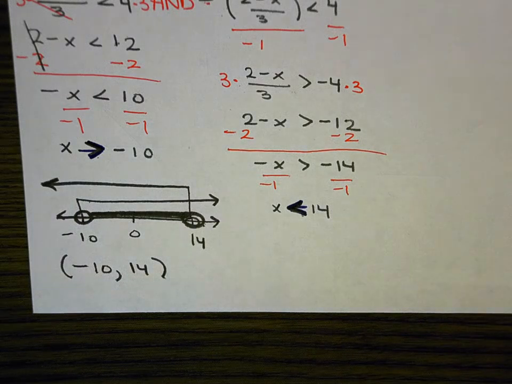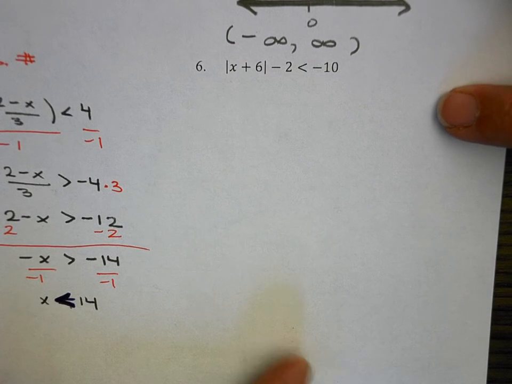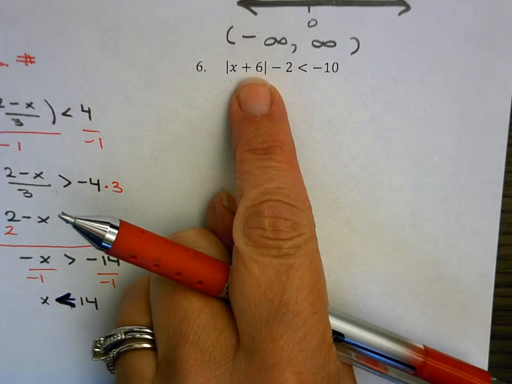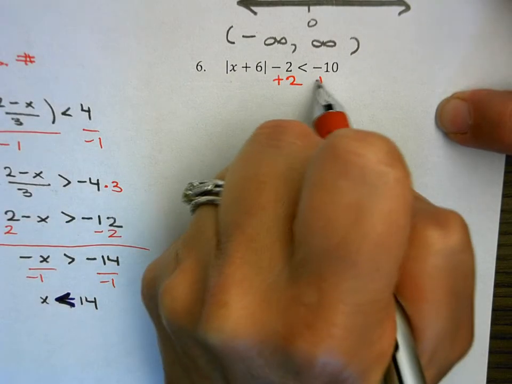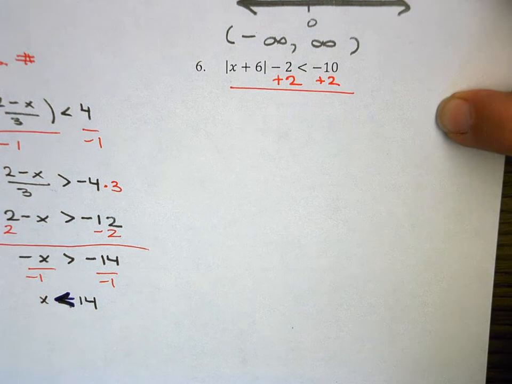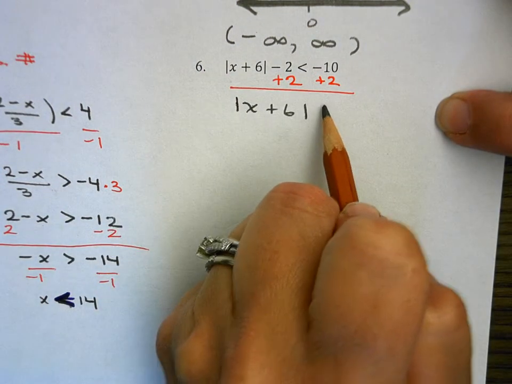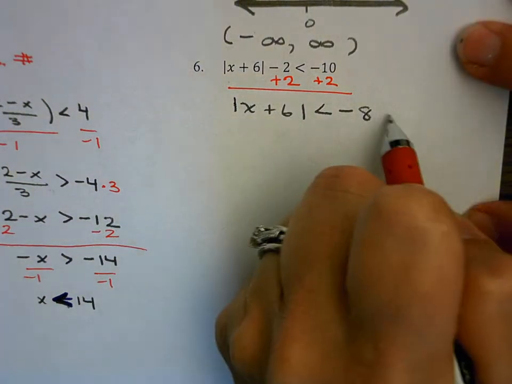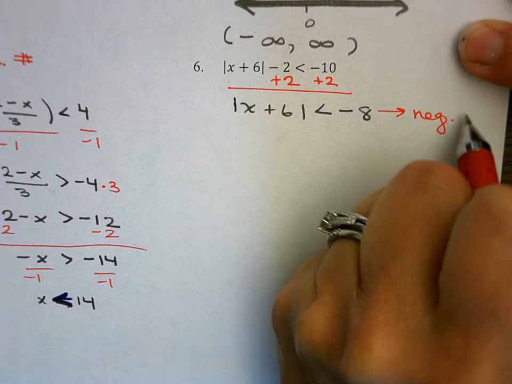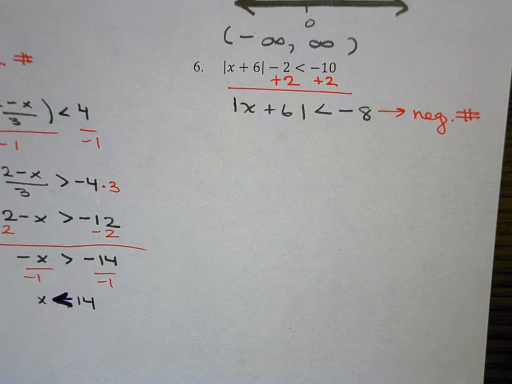Okay, last one, number 6 here. So always our first step is to isolate the absolute value. So we want to make sure we get that by itself. So the first thing I want to do is add 2. And then I have the absolute value isolated, and then I see that that is a negative number. So because it is a negative number, then that means I don't keep solving. I have to come up with a solution right away.